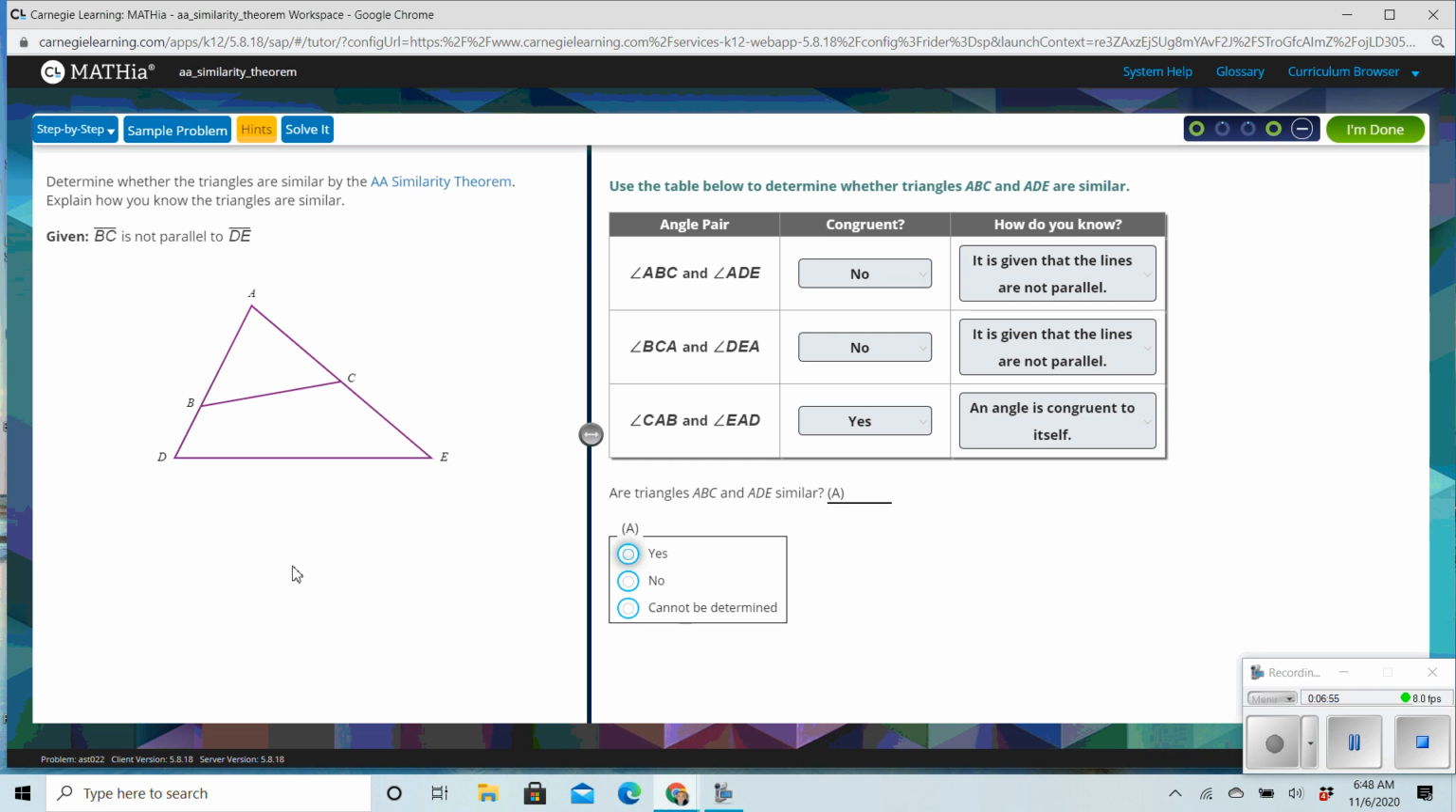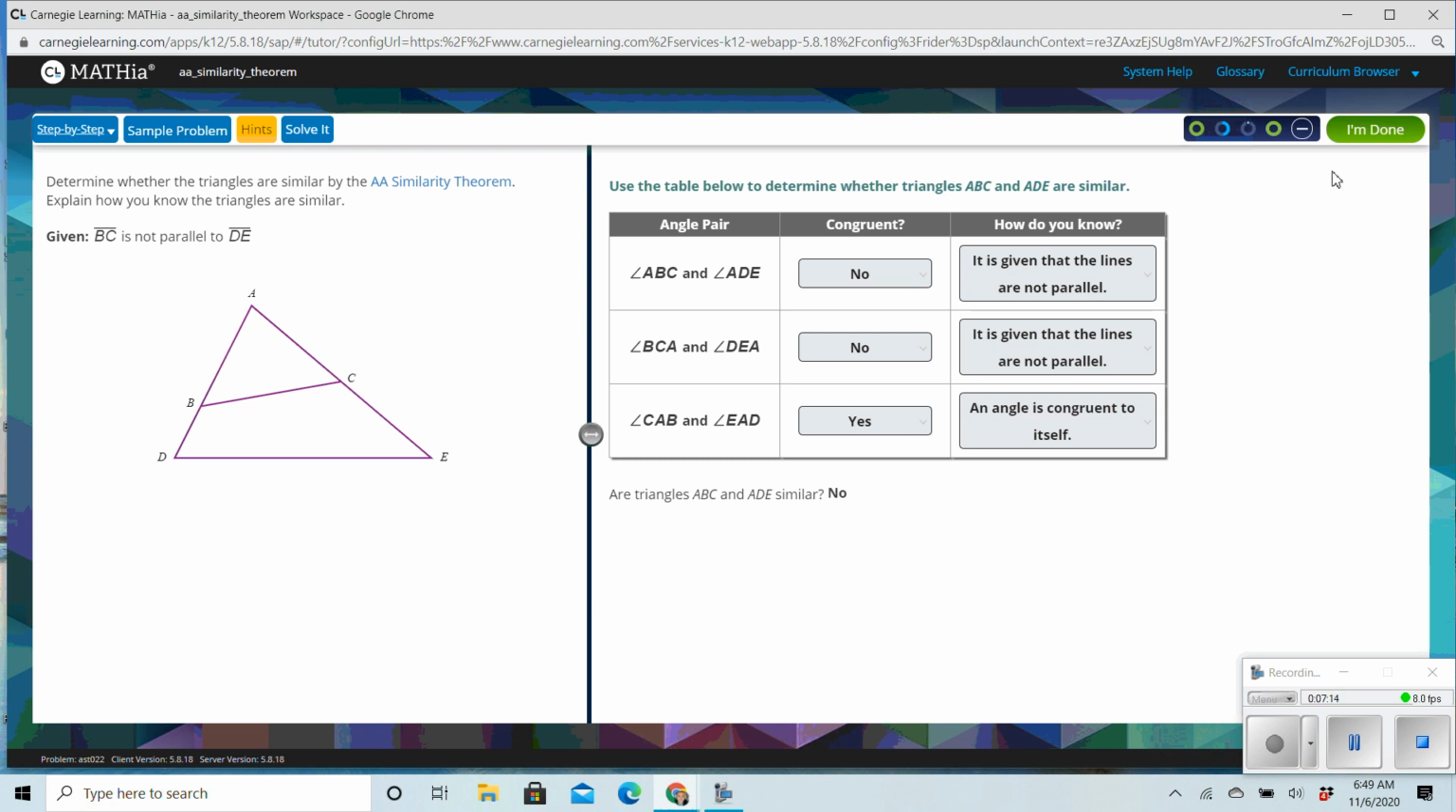Now, in this example, again, we're just focusing on the triangles. Well, we have two angles that are not congruent. So are ABC and ADE similar? Nope, they are not. So I hope that that clarifies.